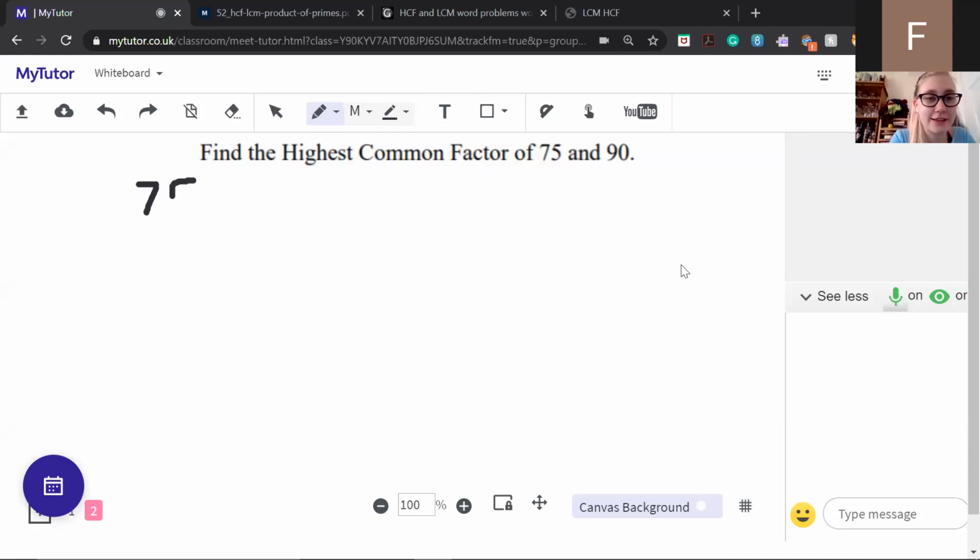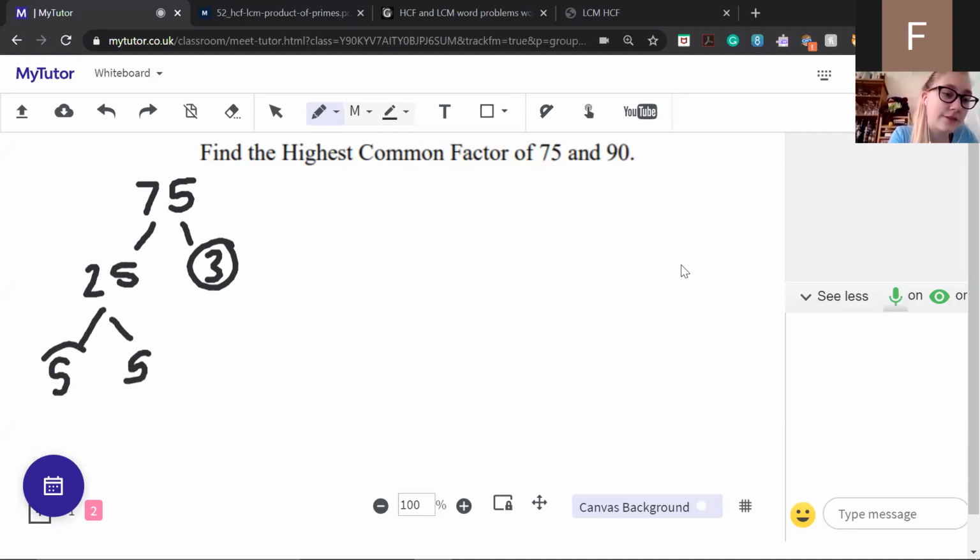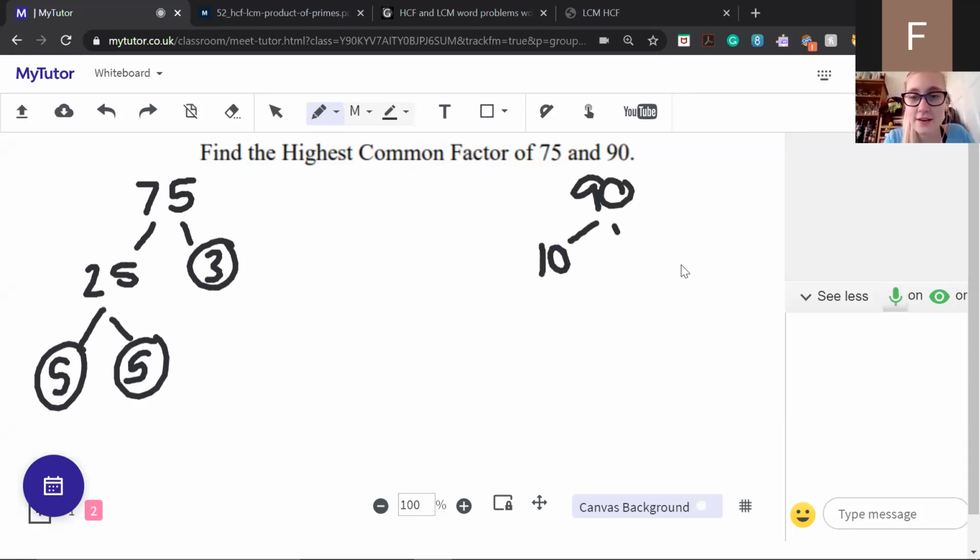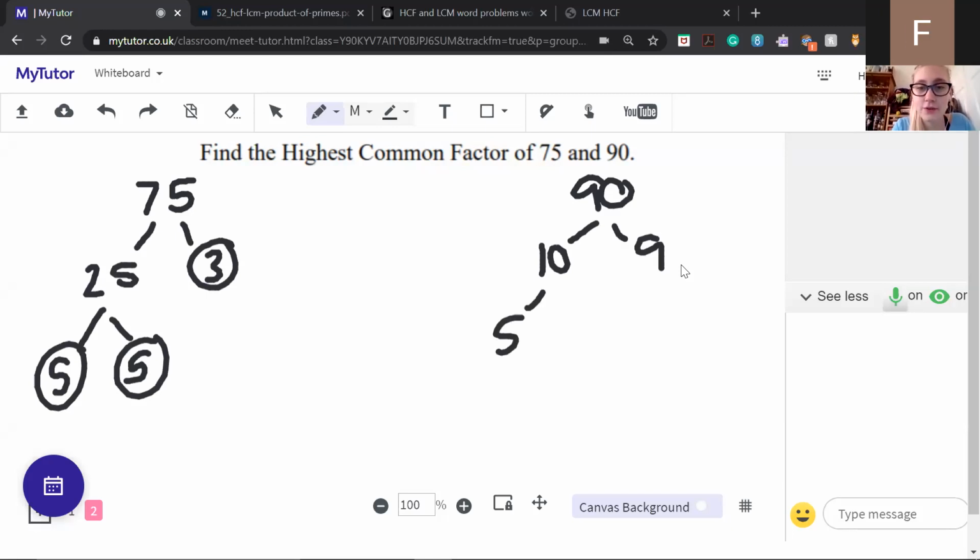So let's start off by looking at 75. Now I can see that that breaks down into 25 and 3. Again, if you didn't see that and you just saw that it breaks down into 5 and 15, you can write that. It doesn't matter how you break these down. And then 25 is 5 and 5. And 90, I can see is 10 and 9. 10 is 5 and 2. 9 is 3 and 3.